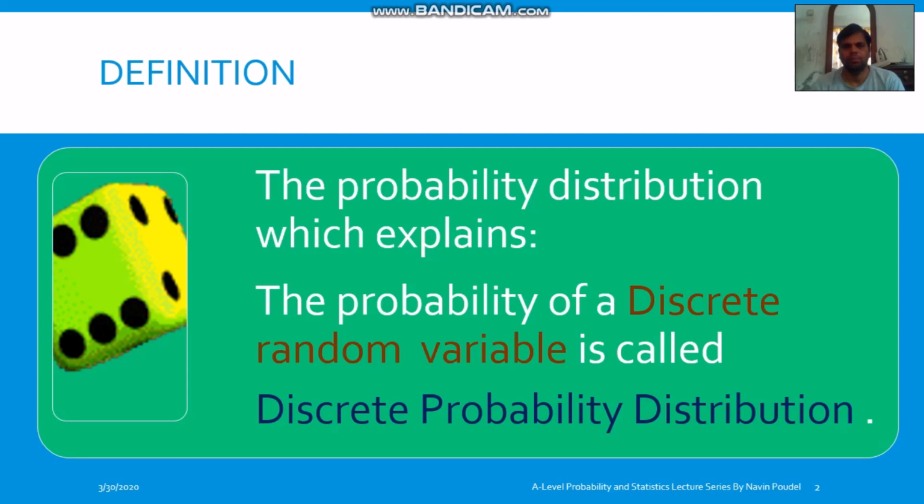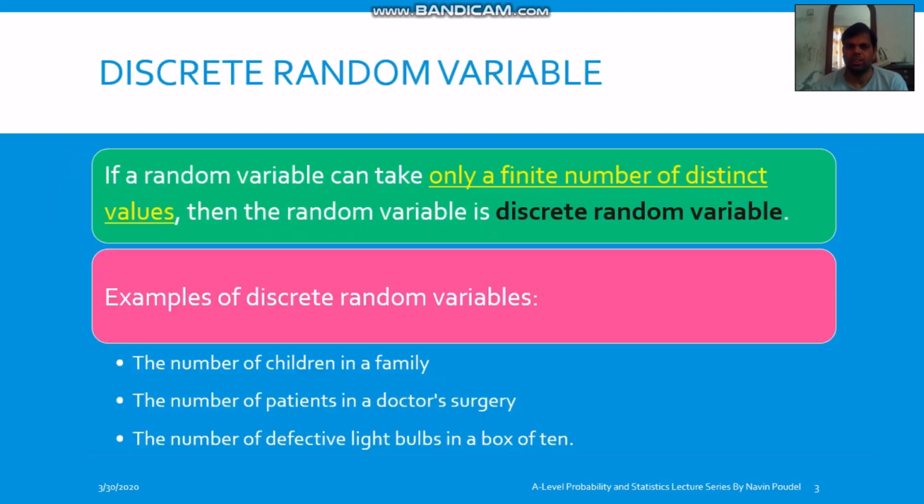Okay, let's begin. The probability distribution which explains the probability of a discrete random variable is called discrete probability distribution. The probability distribution that is associated with a discrete random variable means, what kind of variable is a discrete random variable? The first question that must come up in your mind should be, what is a discrete random variable? So let's talk about the discrete random variable.